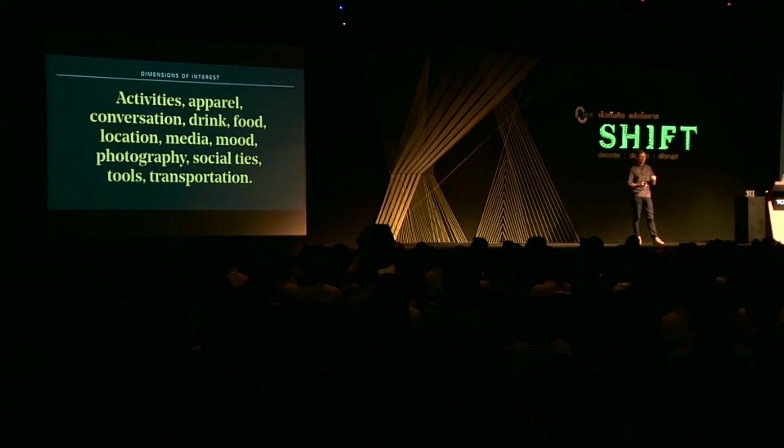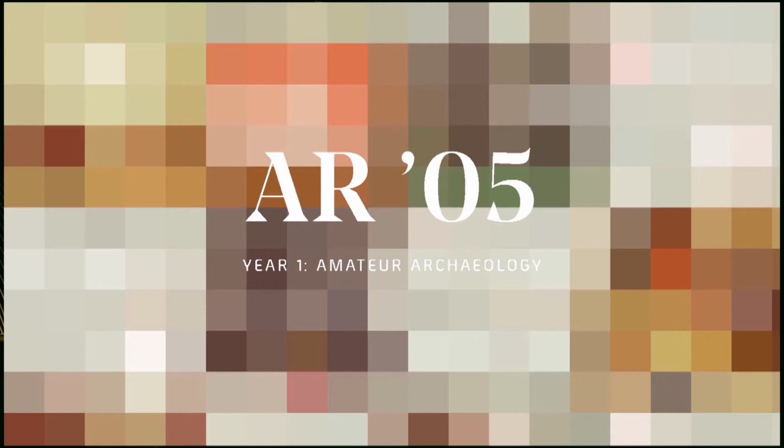aspects of my life. The activities that I do, the things I wear, conversations I have with people, my food and drink habits, where I go, media that I consume, my mood, photographs I take, social connections, or who my friends are and who I spend time with, the tools I use and how I get around. Pretty much everything that I could think about, I've tried to track in one year or another. And so I'll show you some of the ways that I've asked different questions about my life, and I've tried to visualize those and what stories have come out of this.